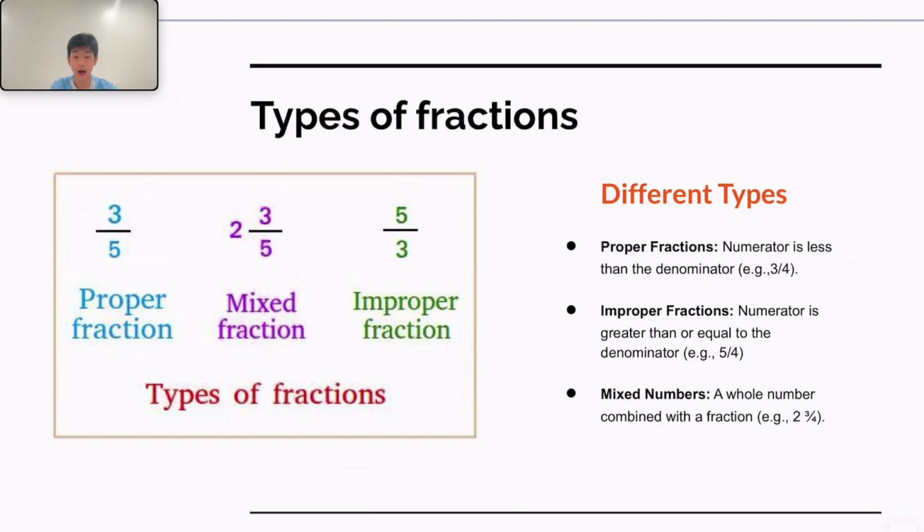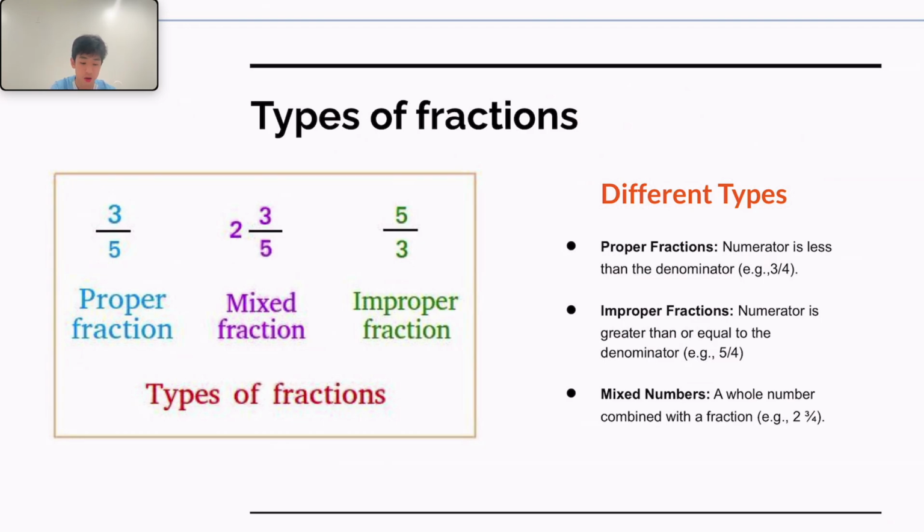Next, let's look at the types of fractions. There are three main types of fractions. First, a proper fraction is one where the numerator is less than the denominator. As we can see in this example, 3 is the numerator and 5 is the denominator. In this case, 3 is less than 5, so this is a proper fraction. An improper fraction is one where the numerator is greater than or equal to the denominator. In this example, 5 is the numerator and 3 is the denominator. In this case, 5 is bigger than 3, so this is an improper fraction.